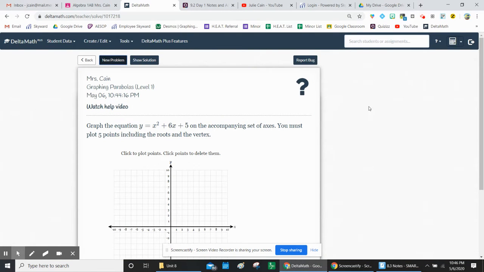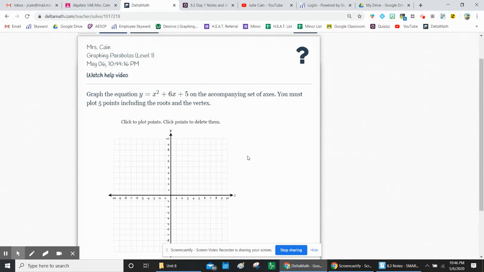So let's take a look here. I've got some Delta Math problems. We have the equation y equals x squared plus 6x plus 5. So our a is going to be 1, our b is going to be 6, and our c is going to be 5. So first thing we'll do is x equals the opposite of b. So I'm going to do -6 over 2 times a being 1. So then that's going to give me -6 over 2. And so that would reduce to just x being equal to -3.